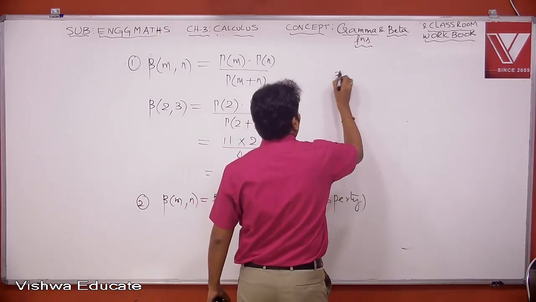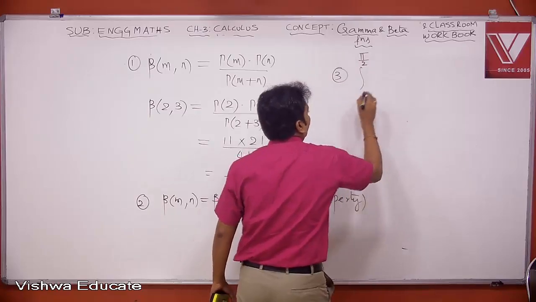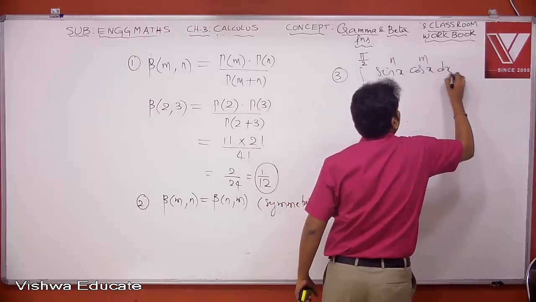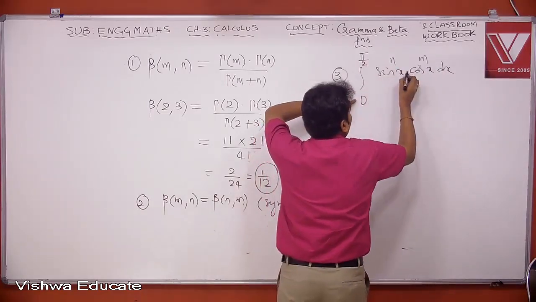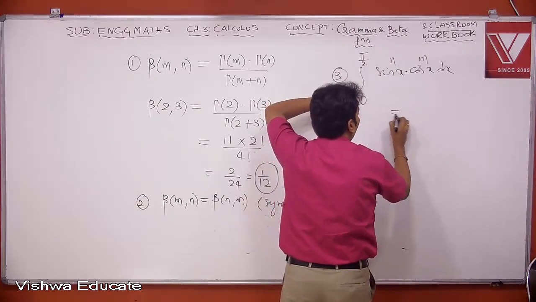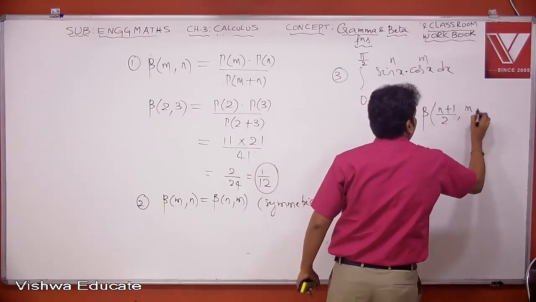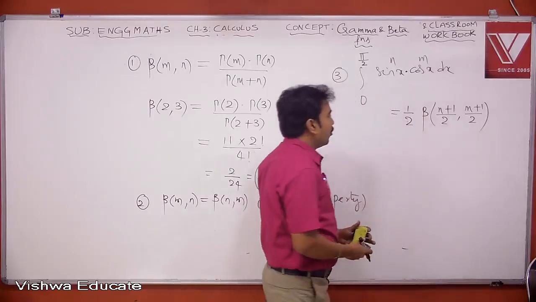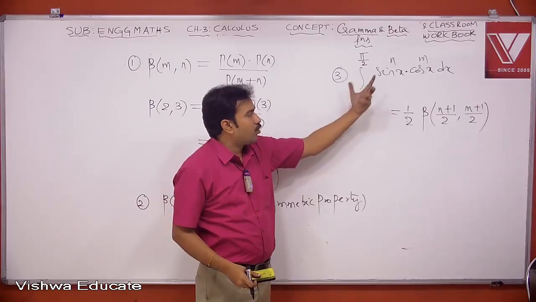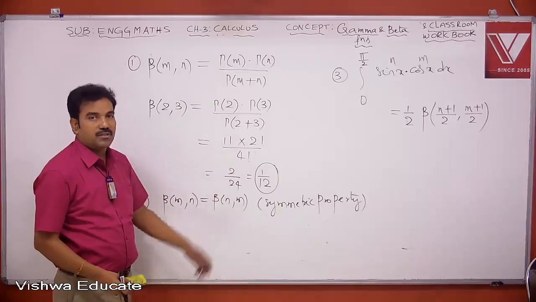And one more piece of information about beta functions is this. Suppose I have a different integral, the integral from 0 to pi by 2 of sine power n x into cos power m x dx. The n and m values can be the same or different. So this integral is half into beta of (n plus 1) by 2 comma (m plus 1) by 2. So, using beta functions you can easily integrate sine power n x into cos power m x between 0 and pi by 2. So all these are very useful points. Note down these points.